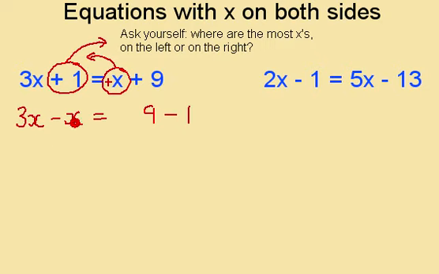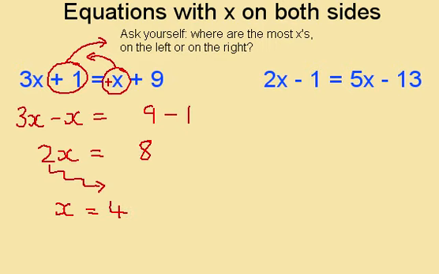Now, 3x minus x is 2x. 9 minus 1 is 8. This looks like the sort of question I'm now really good at. It's an escalator question. The 2 is going to go down the escalator. So I've got x equals 8 over 2, which is 4.